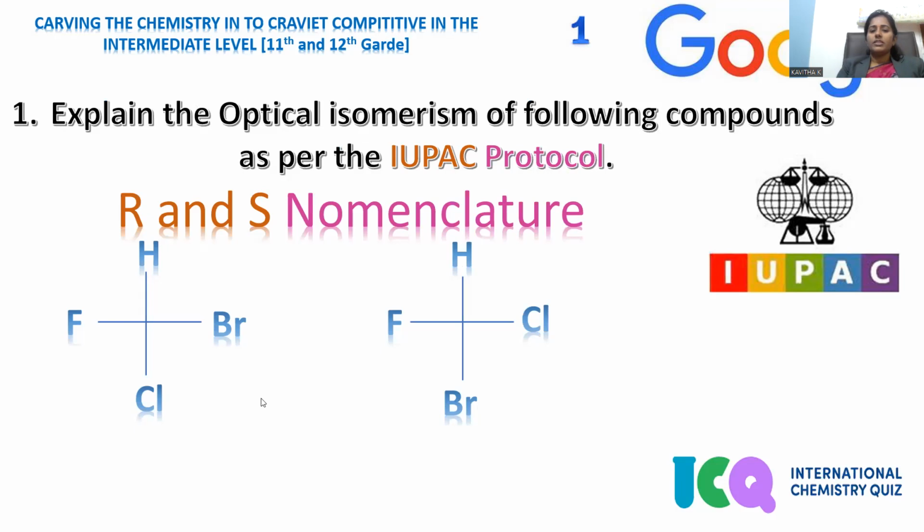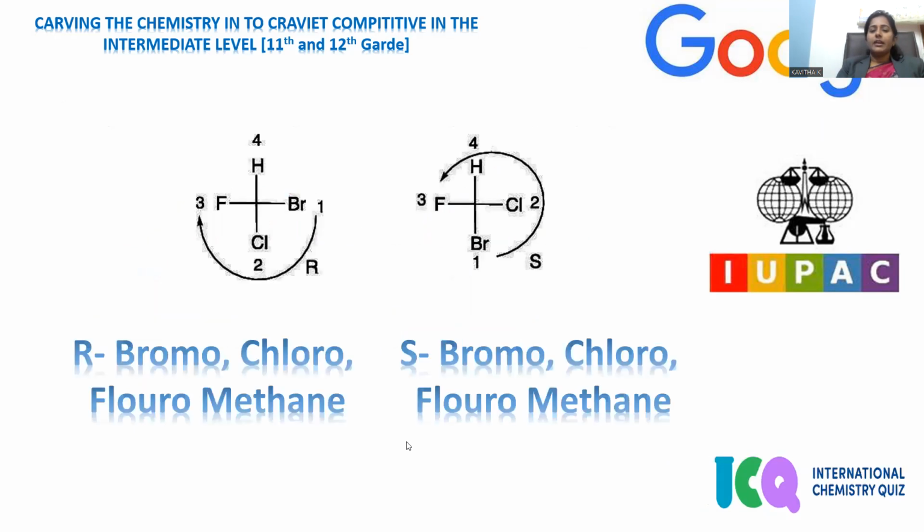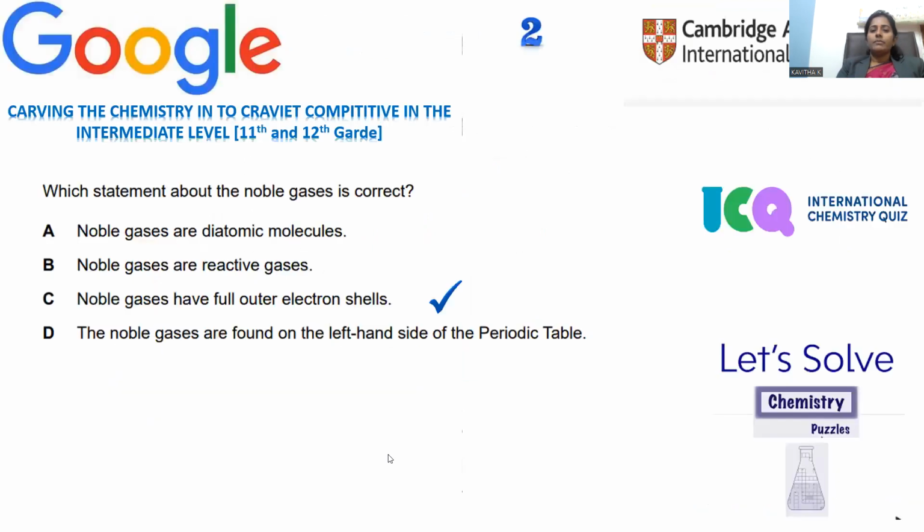So hope the question is very clear and each and every point is mentioned with detailed explanation. So for question number 1, the absolute configuration for both the compounds and their detailed IUPAC names are mentioned like this. Move on to question number 2.